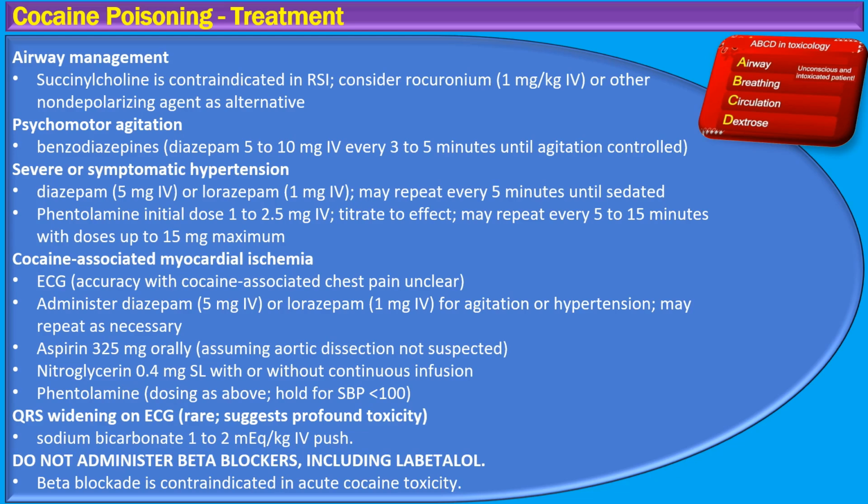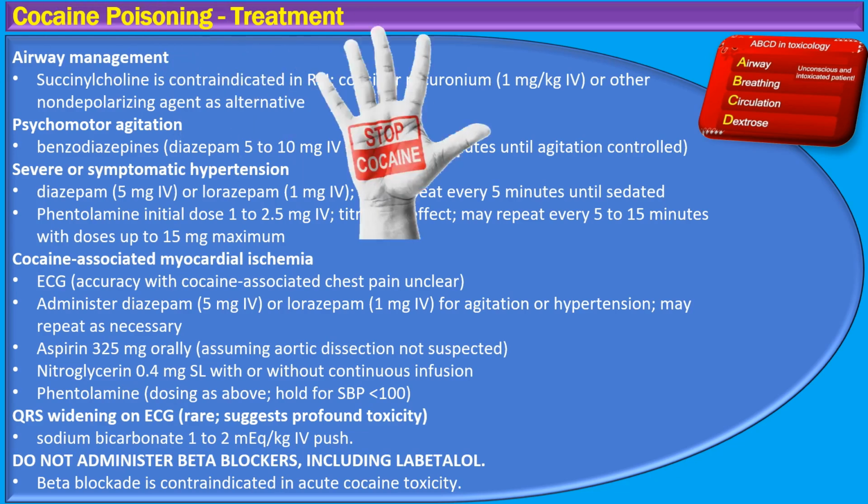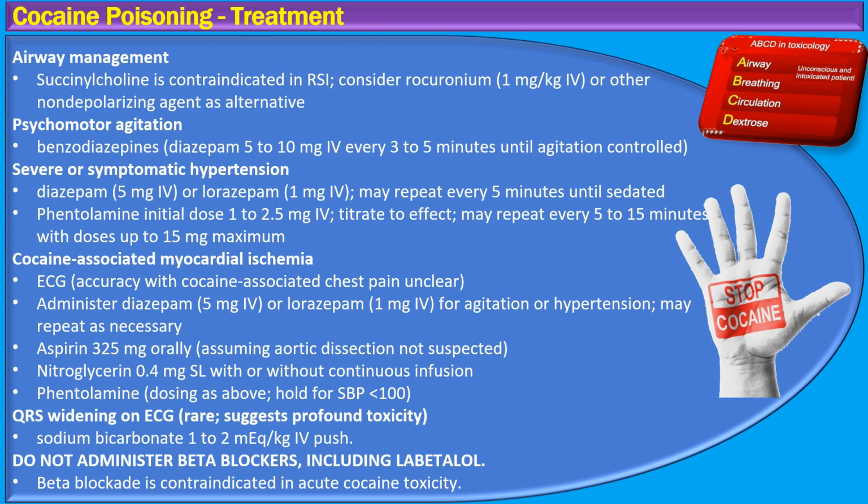In cases of severe or symptomatic hypertension, diazepam at 5 mg or lorazepam at 1 mg intravenously should be administered, and this may be repeated every 5 minutes until the patient is sedated. For the initial treatment of hypertension, phentolamine is administered at an initial dose of 1 to 2.5 mg intravenously, and this should be titrated to effect. You may repeat the dose every 5 to 15 minutes, with a maximum dose of up to 15 mg. It is crucial to remember not to administer beta blockers, including labetalol, as beta blockade is contraindicated in acute cocaine toxicity.